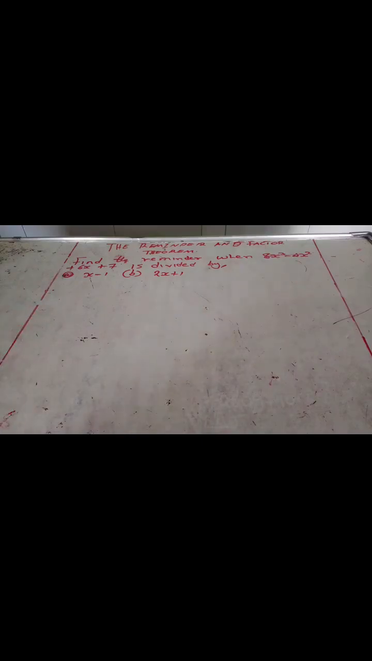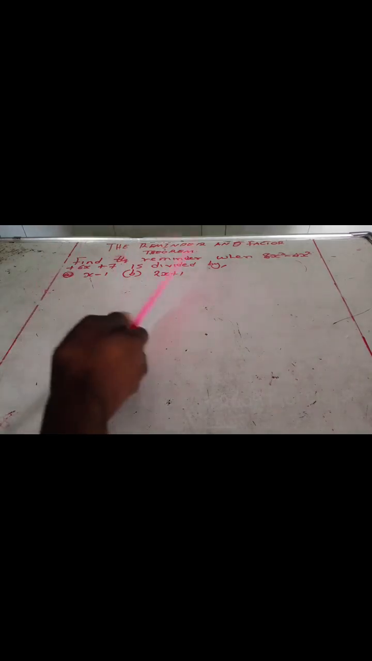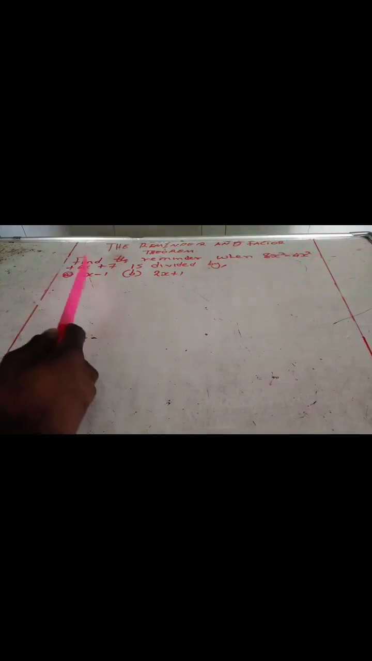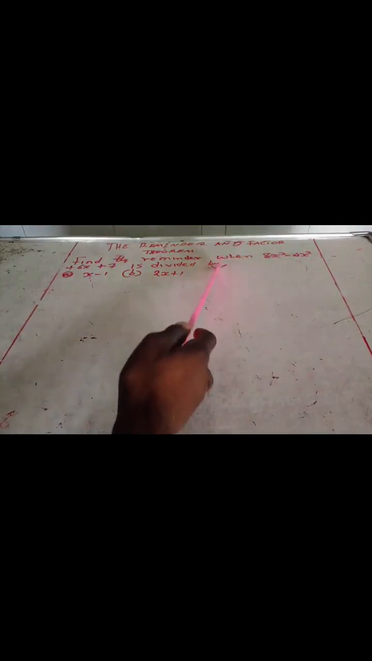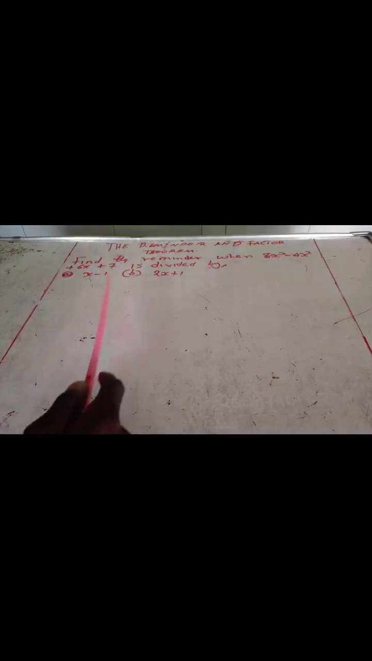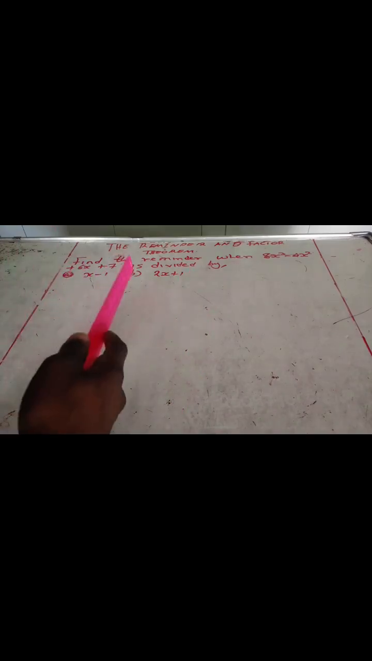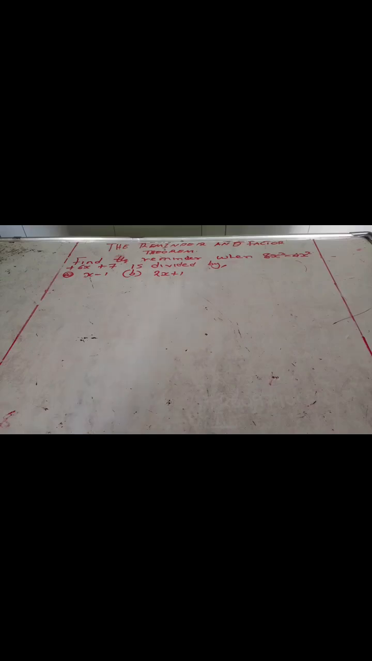We have the example here which says find the remainder when 8x cubed minus 4x squared plus 6x plus 7 is divided by a) x minus 1, b) 2x plus 1. So I repeat the question again. Find the remainder when 8x cubed minus 4x squared plus 6x plus 7 is divided by a) x minus 1, b) 2x plus 1. So let's see how we can find the remainder.